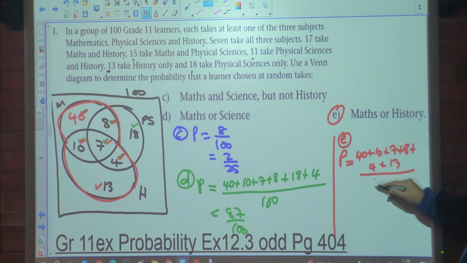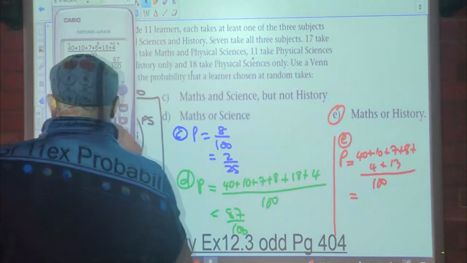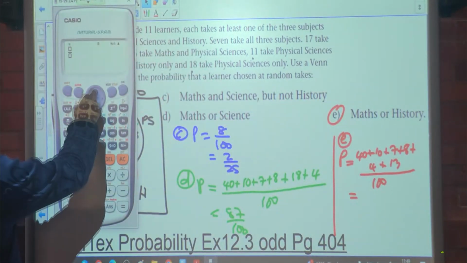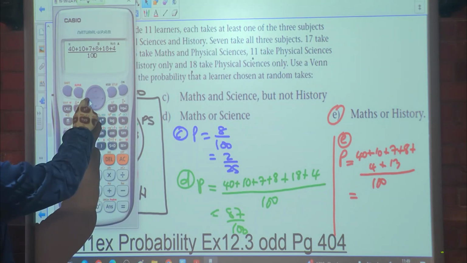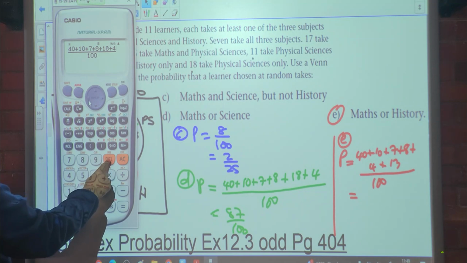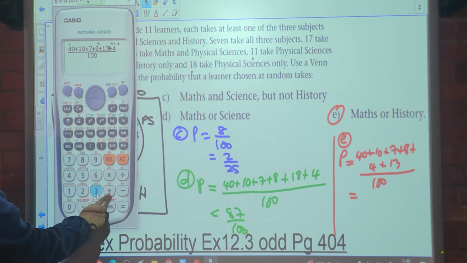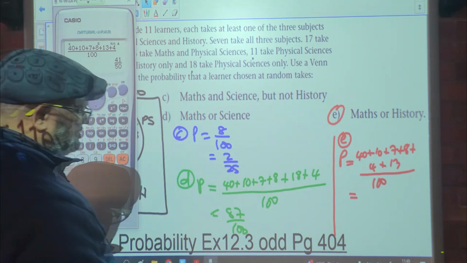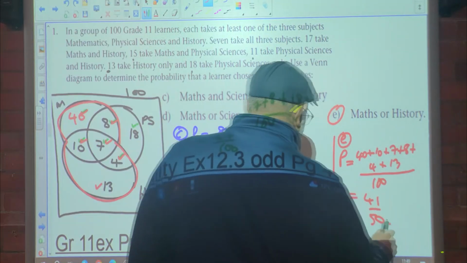And this is all over 100. The only thing that is changing is that 30, not so. Which is 41 over 50. Is that correct, people? Yes. Okay.